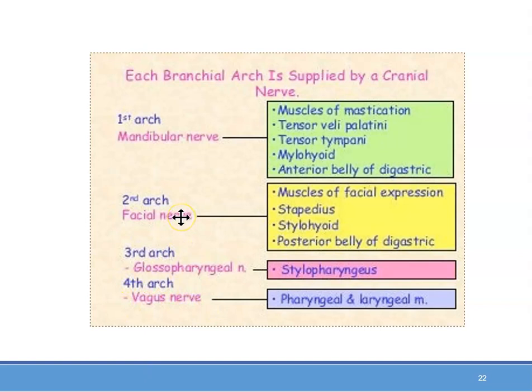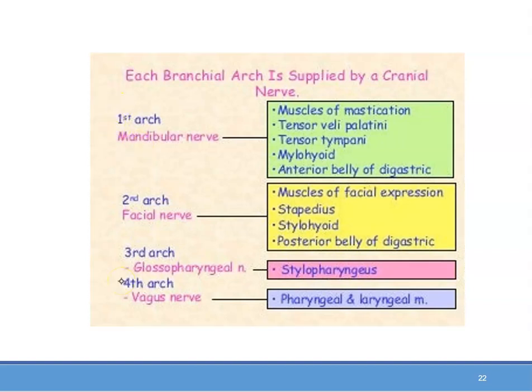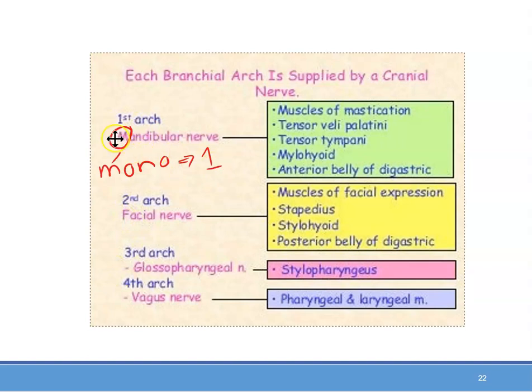All right, let's look at a trick to remembering the arches and the nerves. What's a way to remember this? So let's go over the first one. The mandibular nerve, also known as the trigeminal nerve, derives from the first arch. How can we remember this? I want you to think of mono. Mono means number 1. So the first arc has the mandibular nerve.